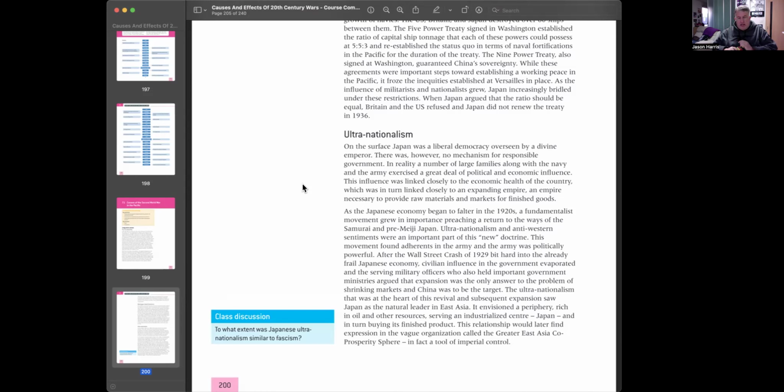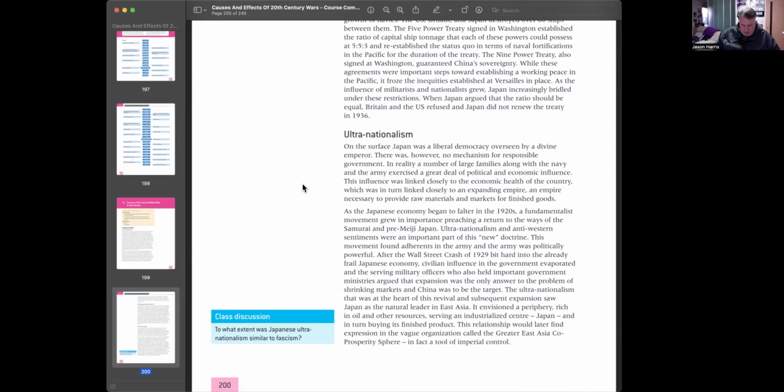We have kind of an interesting class discussion box that we'll obviously talk about in class here in the blue. To what extent was Japanese ultranationalism similar to fascism? So that's something I'd like you to think about. We'll definitely talk about that in class.